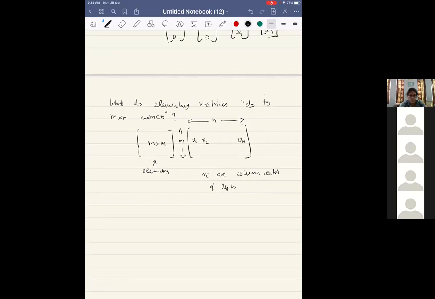So think of this m cross n matrix, okay? How many columns are there? There are n columns. And how many entries are there in each column? There are m entries. So in fact, you can think of the m cross n matrix as a row consisting of only one row, but each of the entries is actually a column vector. So that is all I have done. I've called the first column of the matrix V1, second column V2, and the nth column Vn. So these are column vectors.